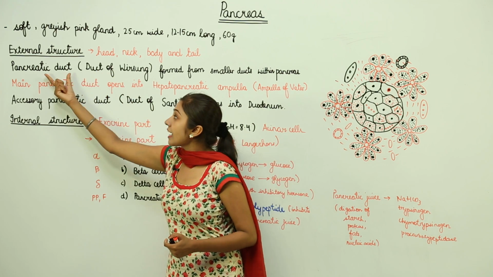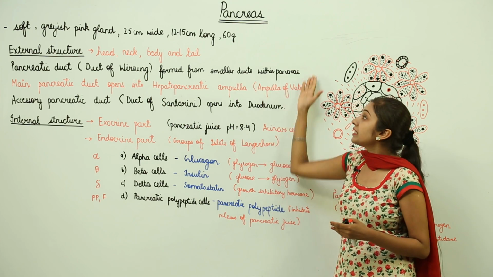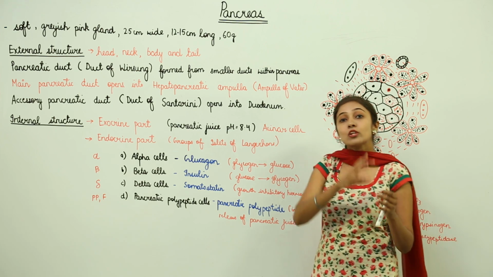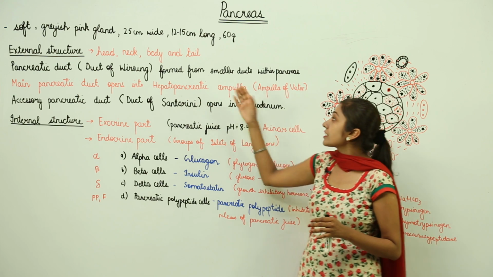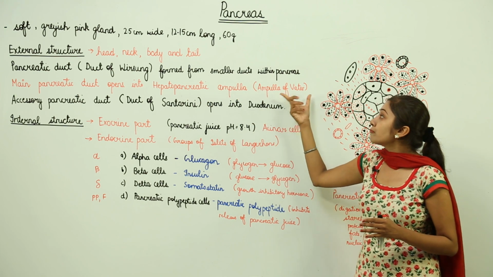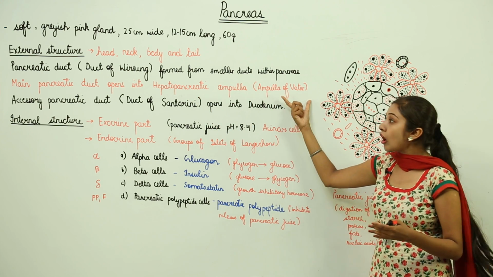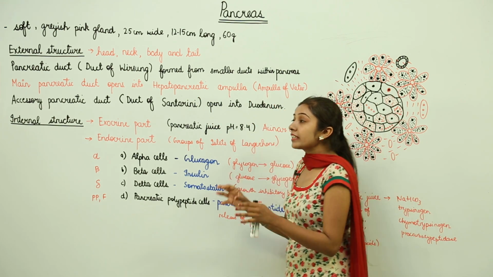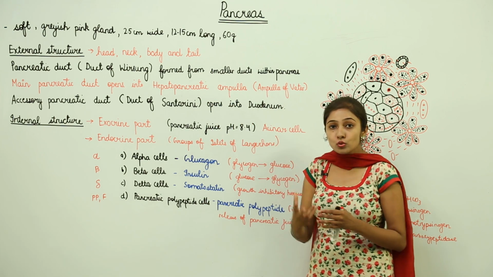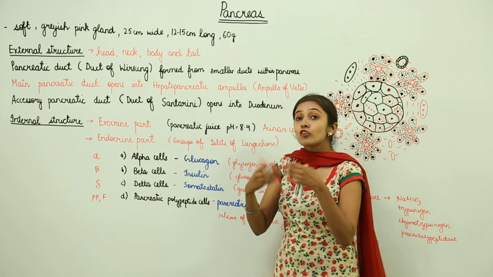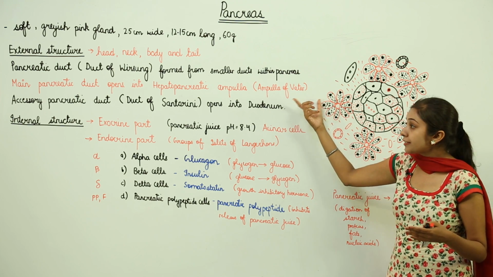The main pancreatic duct, also known as the duct of Wirsung, is formed from many smaller ducts within the pancreas, right? Now it opens into the duodenum, and where it opens into the duodenum, we have a hepatopancreatic ampulla, which we also call the ampulla of Vater. So the main pancreatic duct, that is the duct of Wirsung, carries the pancreatic juice and releases it into the duodenum from this hepatopancreatic ampulla, that is the ampulla of Vater, right?